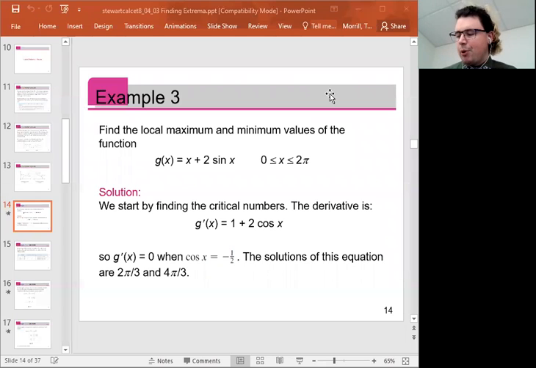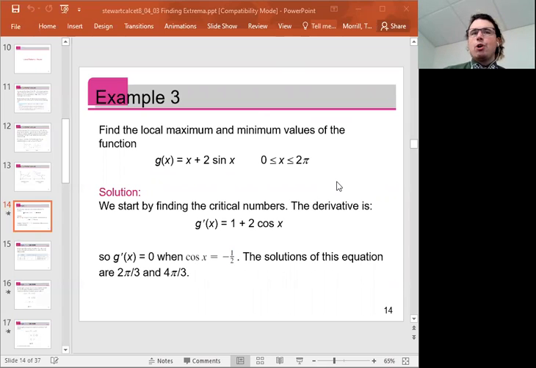Let's actually put this into practice. Let's take a problem here. Find the local maximum and minimum values of this function. g of x is equal to x plus twice sine of x. And we're only looking between 0 and 2 pi.